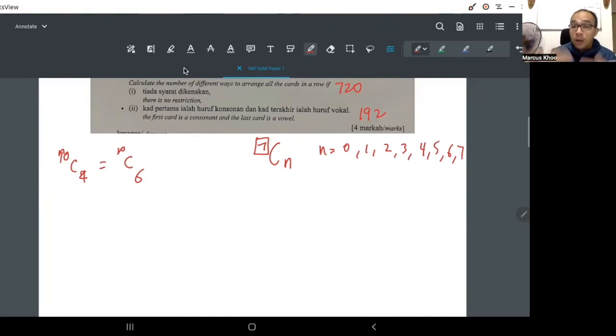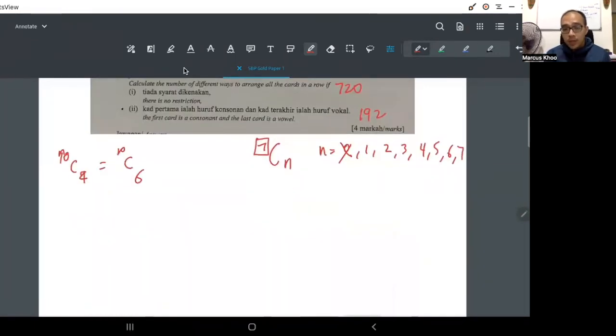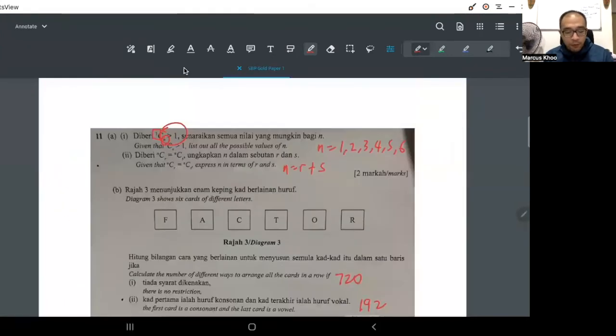Then one by one, you count and see. 7C0 is 1, so 0 cannot, because we want more than 1. We don't want the 1. Then you try 7C1. 7C1 is 7, so 1 is okay. Then you do the same thing all the way. You will find out that 7C7 is also 1. So the only values that will give you more than 1 are 1, 2, 3, 4, 5, and 6. It can be calculated manually.